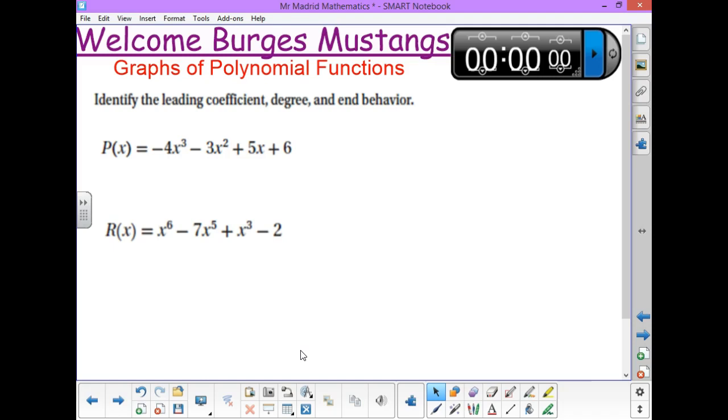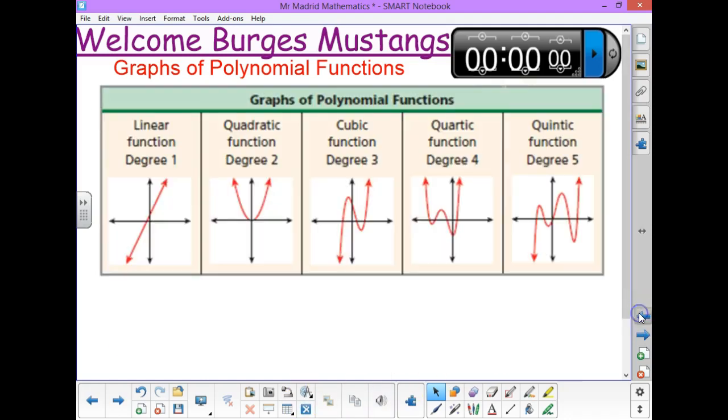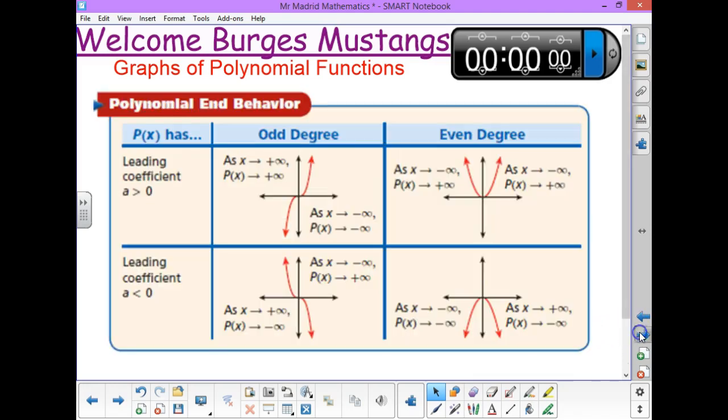Today we're looking at graphs of polynomial functions. Here you're being asked to identify the leading coefficient, degree, and end behavior. What you will have looked at in class first is the graphs of polynomial functions in general, so you'll have that to look at. New to you will be the quartic and quintic functions. Don't get overwhelmed. Just take good notes.